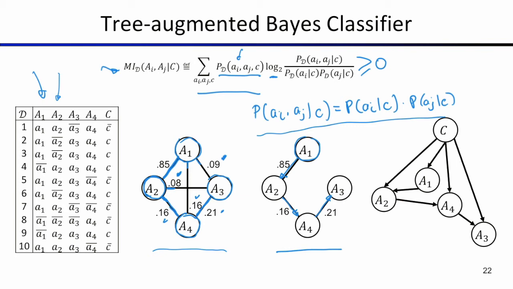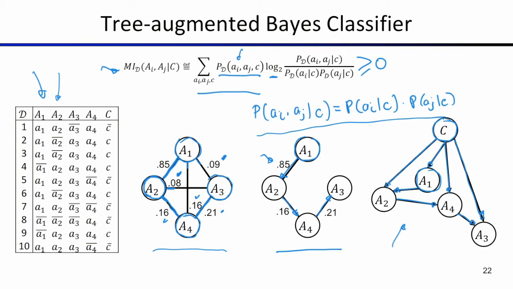And the final step is to include the class attribute and make one edge from the class attribute to each attribute. So if you see here, we have exactly this in the last figure. So we have A1 here pointing to A2, as we have here. We have A2 pointing to A4 as we have here, and we have A4 pointing to A3. And we add the class attribute and make the class attribute point to each of the attributes that we have.